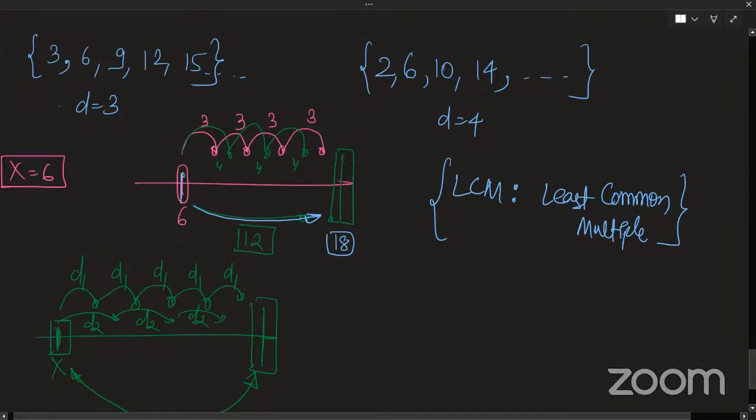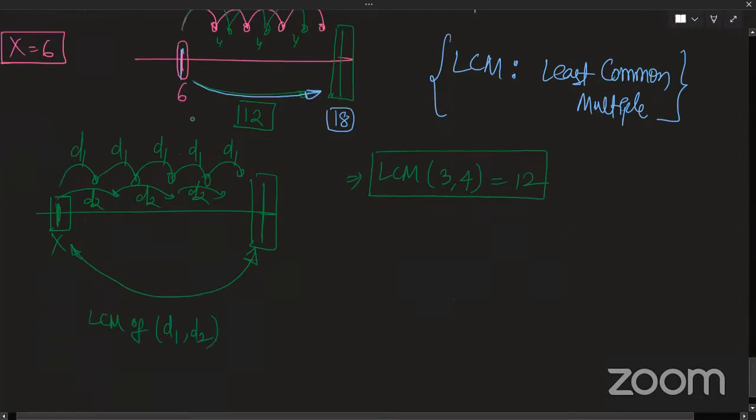Yes, sir. And what is the LCM of 3 and 4? It is also 12. Yes, sir. Right? So basically what will happen? Intersection of two APs.